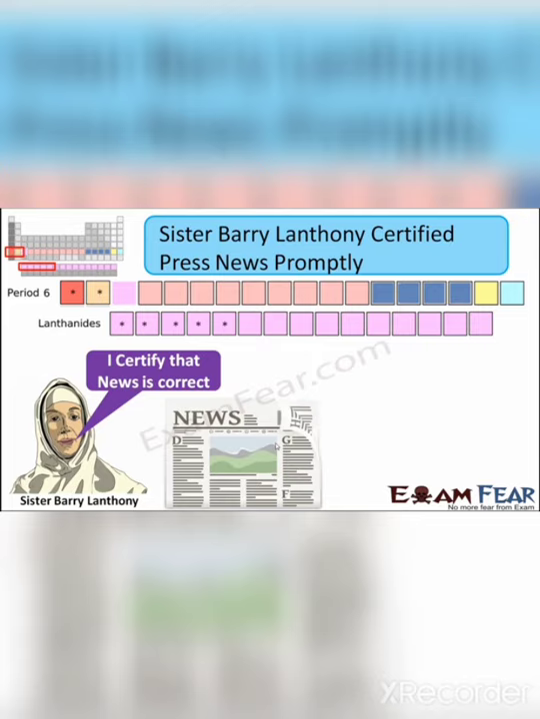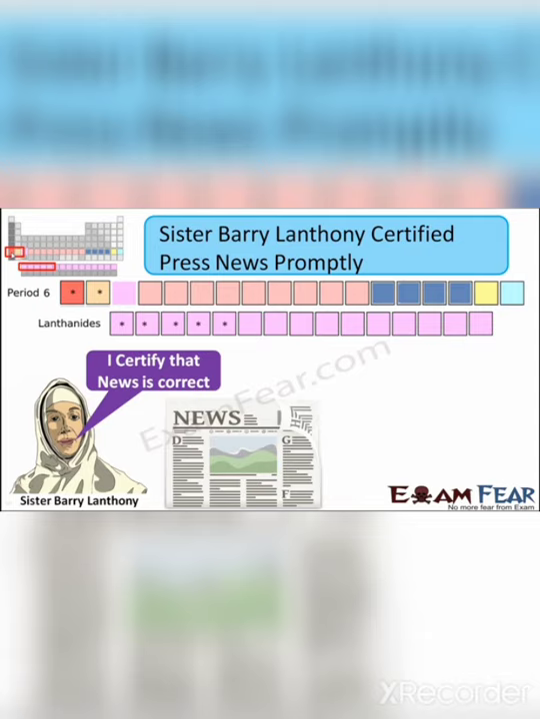Let's now look at period 6. Now, in period 6, we have a huge number of elements. In fact, we have a total of 32 elements in period 6. So, if you look at period 6, here it includes the entire lanthanide series.